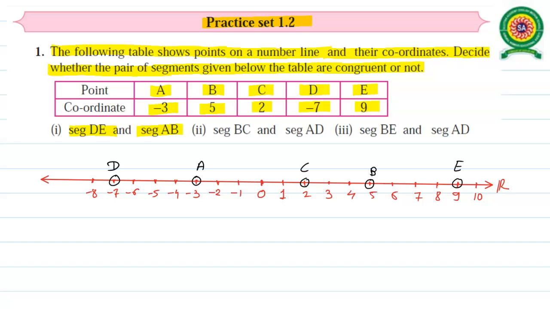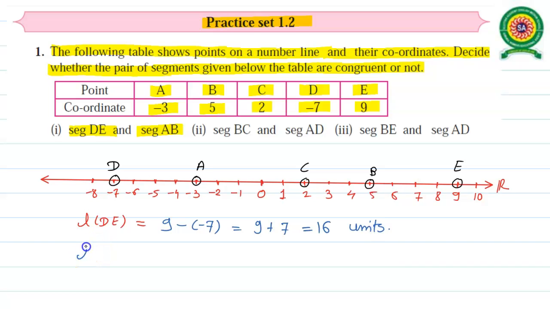So look at the length of DE first. If the given segments are congruent, they have the same length. So for the length of D to E, how many unit places do we have between D and E, or how do we find the length of DE? We have to subtract -7 from 9. So 9 minus of -7 is 9 plus 7, which is 16. So the length of DE is 16 units.